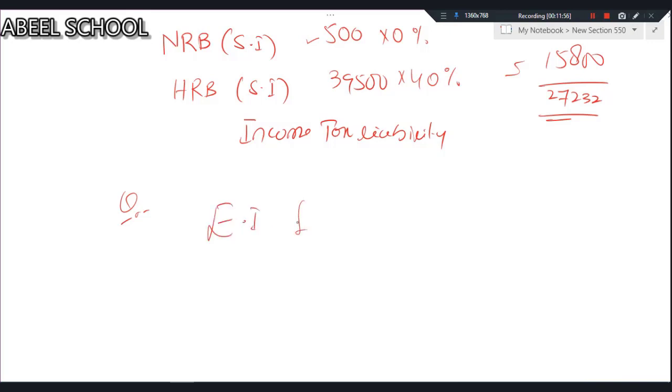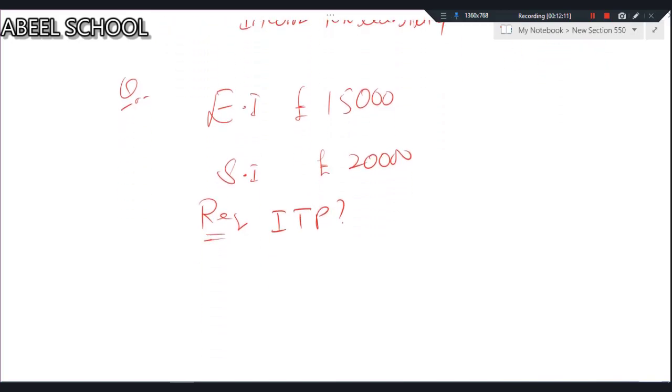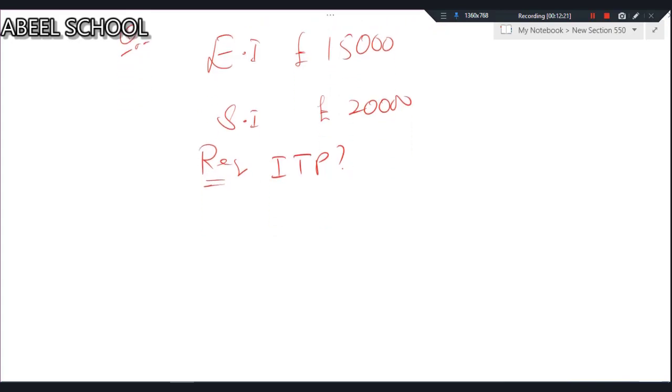Employment income. Assuming we are having an employment income of 15,000. Saving income is assuming 20,000, and the requirement is same. We just need to calculate income tax payable. Again, we have two sources of income, so you have to make three columns, one for the non-saving, another for the saving, and the last one is for the total. Non-saving is 15,000, saving is 20,000. So altogether we are having 35,000.